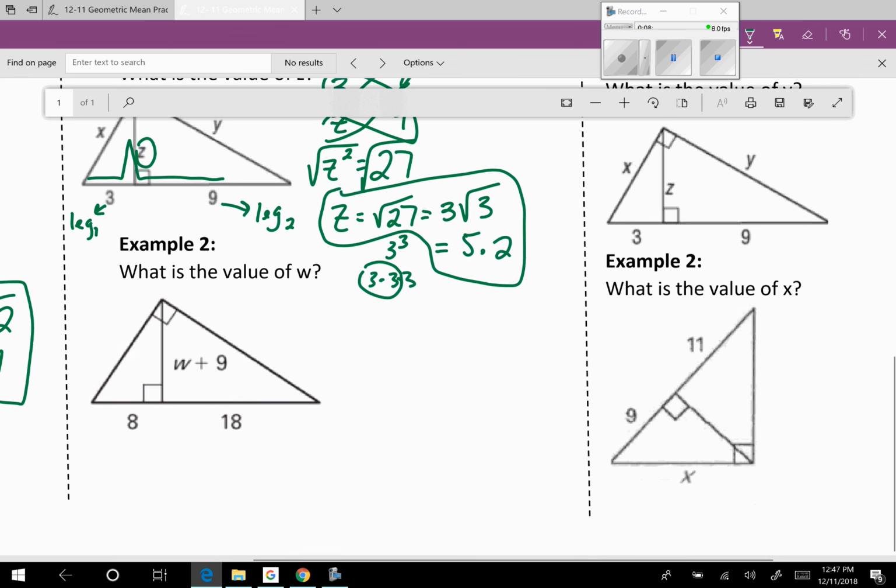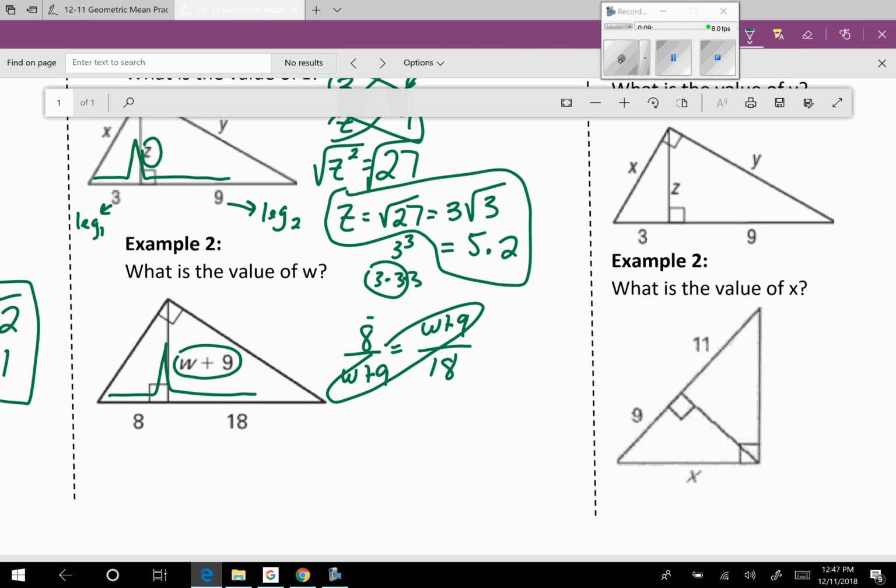All right, so let's do our next example here. So this one, again, it's the heartbeat because we're trying to find the altitude here. Okay, and so our altitude is w plus 9. It's all together. So we have 8 over w plus 9, which is equal to w plus 9 over 18. So now we do our cross products. So we have w plus 9 squared, and if you do 18 times 8, you get 144.